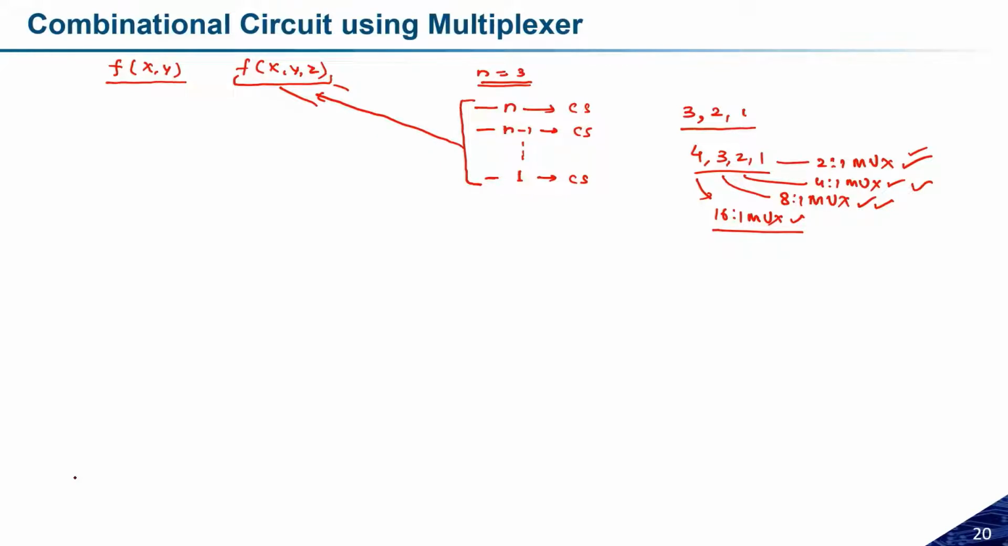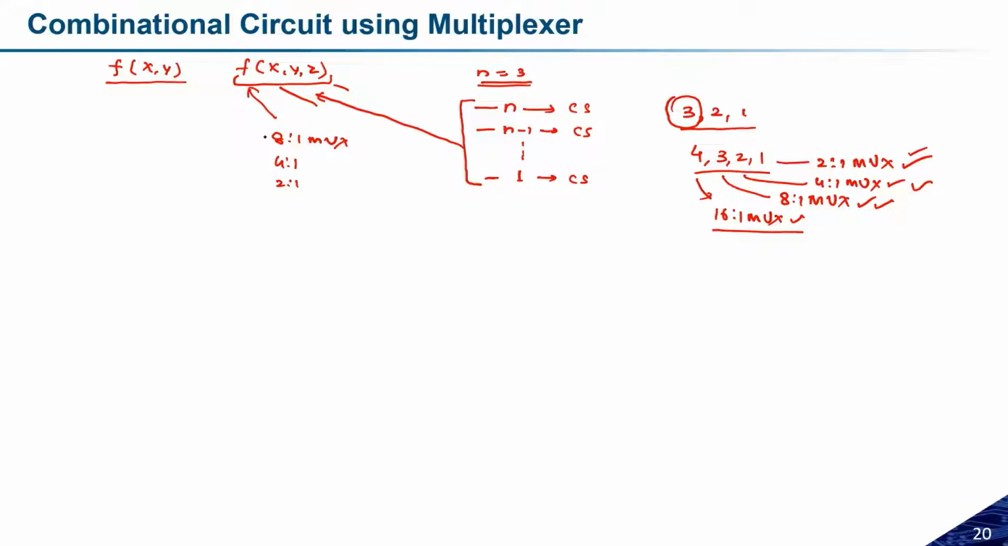Suppose I have a two variable or three variable function. So if I have three variables, the first possibility is that I can use a multiplexer having three control signals, which means an 8 raised to 1 mux can be applied to implement this function. Similarly, 4 raised to 1 can be used and 2 raised to 1 can be used.